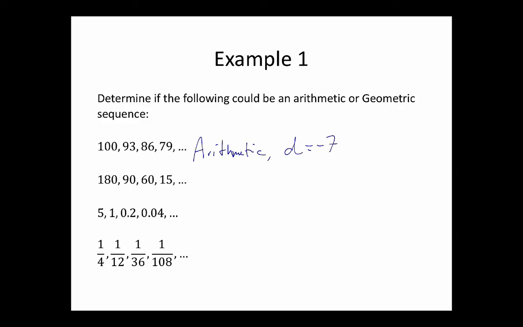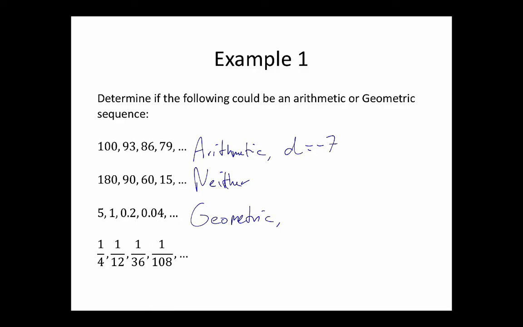Let's see, it's divide by 2. Divide by 3 over 2, divide by 4, doesn't seem geometric. Subtract 90, subtract 30, subtract 45. Doesn't seem to be arithmetic either. That is neither. The third one, that goes 5, 1, 0.2, 0.04. That is geometric.